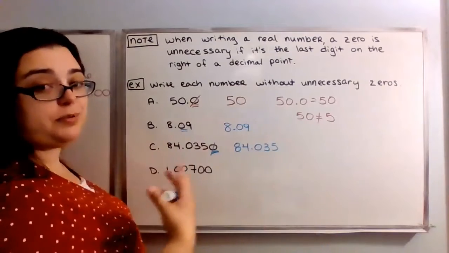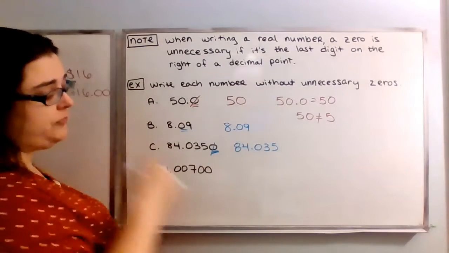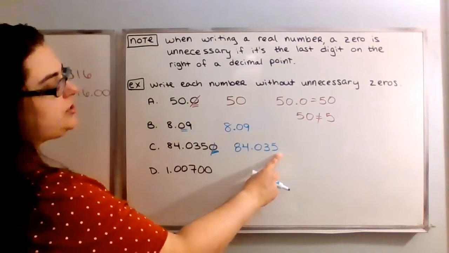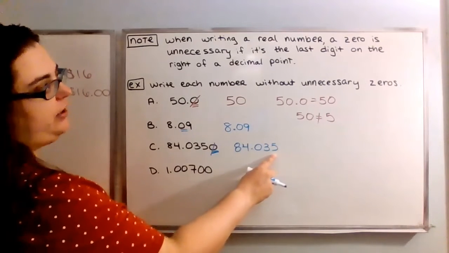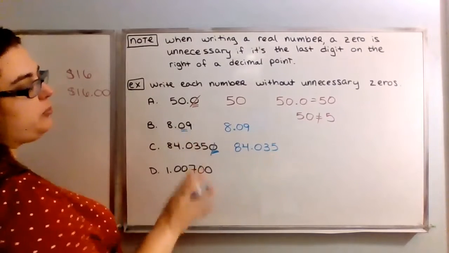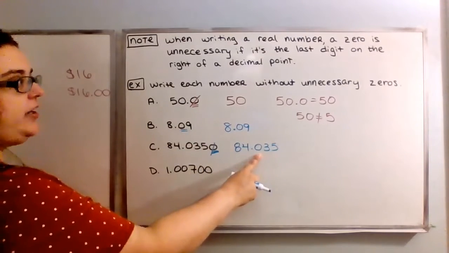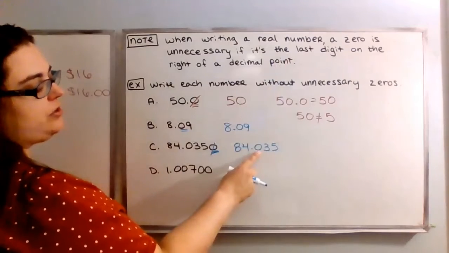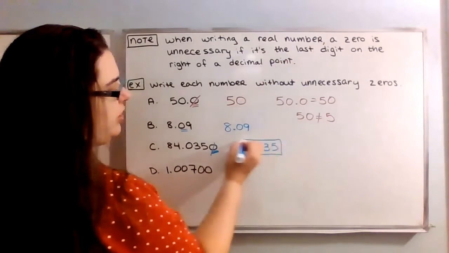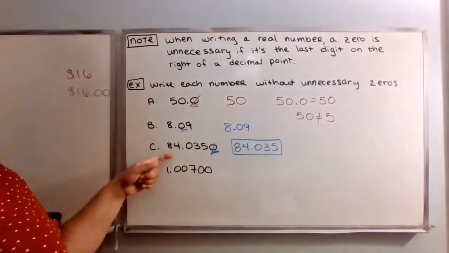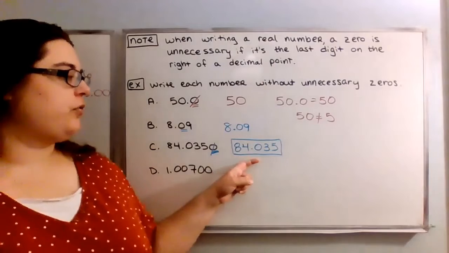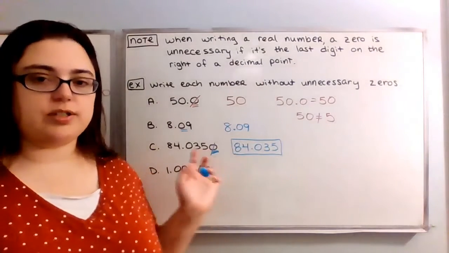Now I'm going to repeat that process because we had two zeros on this one. We have 84.035. This time the last digit is a 5. It's not a 0. So remember, the 0 is only unnecessary if it's the last digit. So this 0 is necessary. We need to have it. So this is going to be our final answer. 84.0350 is the same as 84.035. These are the same number.